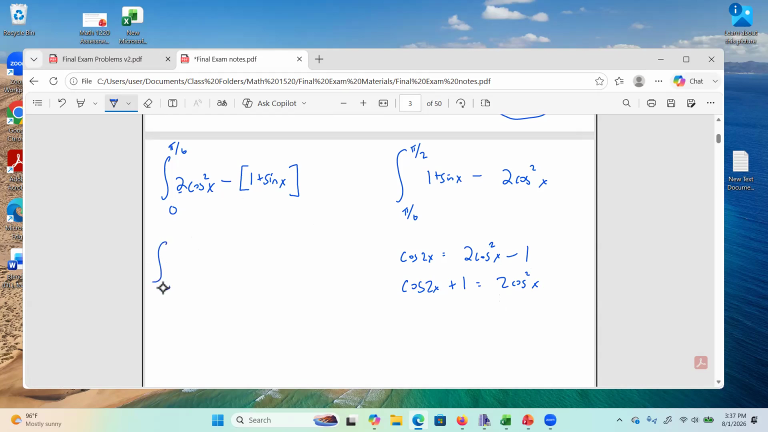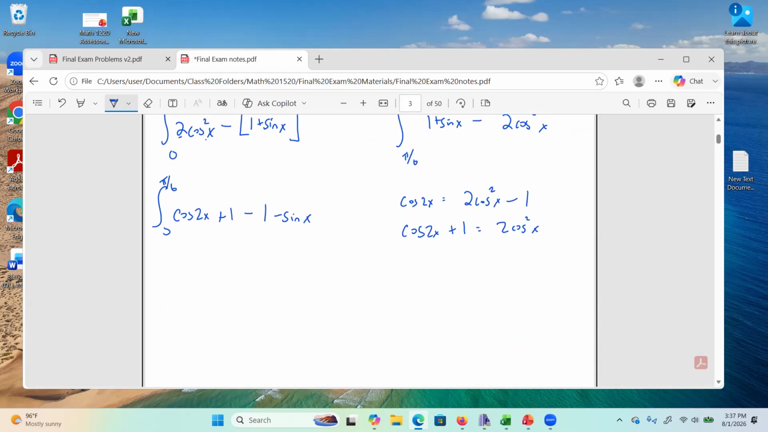So we've got the integral from 0 to pi over 6 of cosine of 2x plus 1, right? That's what this factors into, minus 1 minus sine x. Okay, so we're going to sort that out for a moment. So we've got 0 to pi over 6, cosine of 2x, plus 1 minus sine x.